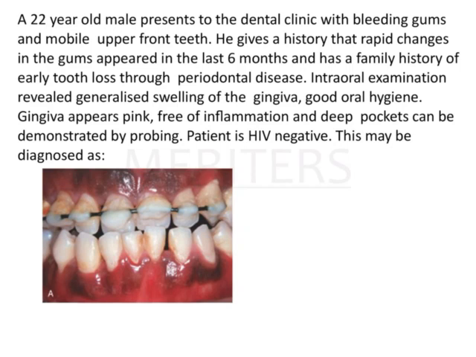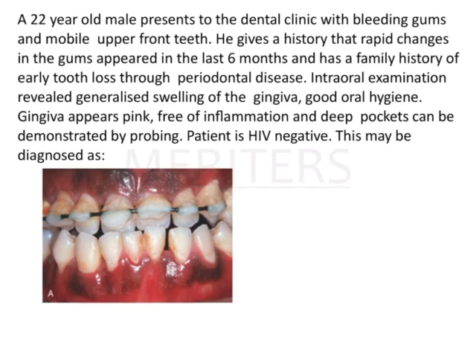The question is, a 22-year-old male presents to the dental clinic with bleeding gums and mobile upper front teeth. He gives a history that rapid changes in the gums appeared in the last 6 months and has a family history of early tooth loss through periodontal disease. Intraoral examination revealed generalized swelling of the gingiva, good oral hygiene. Gingiva appears pink, free of inflammation, and deep pockets can be demonstrated by probing. Patient is HIV negative. What is the diagnosis?